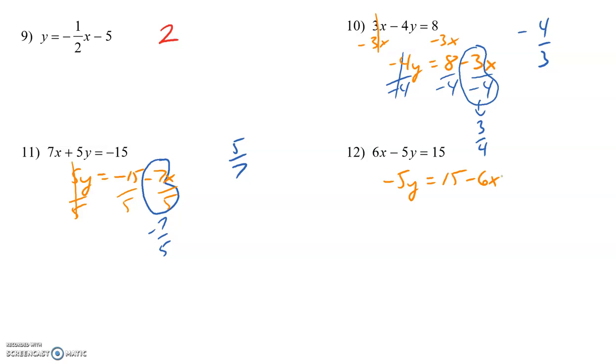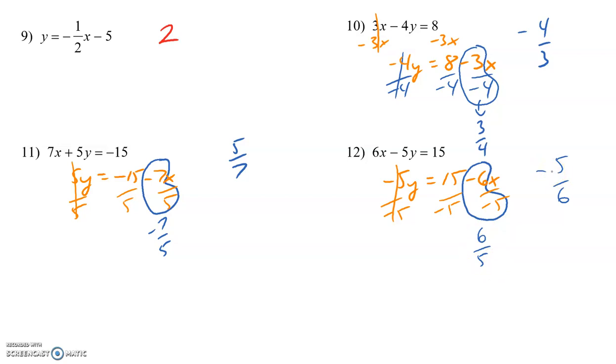Now I got to do the division. I got to divide by negative 5, divide by negative 5, divide by negative 5. Those guys cancel out. And just again, looking at what I have in front of the x, I've got negative 6 over negative 5. The negatives will cancel, so that would be 6 over 5. So I have to flip it. So that'll be 5 over 6. This was positive, so now it would be negative. So the perpendicular slope would be negative 5 over 6.